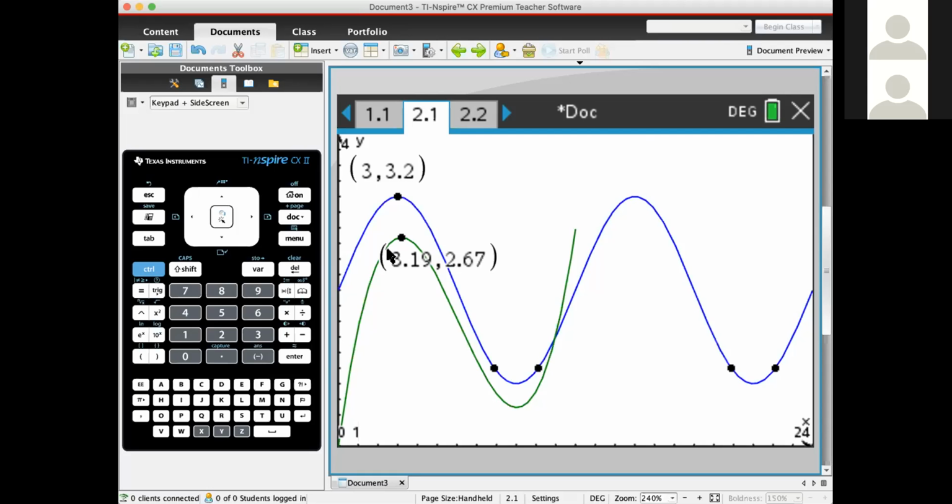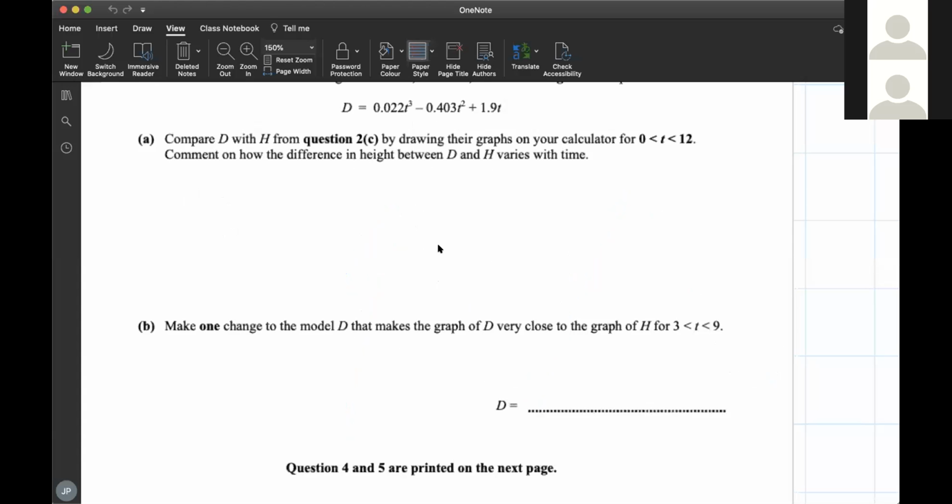In the same way, how will I adjust D so that it comes close enough to this? My answer to that question is, remember, let's go back to the question. The question is actually saying make one change. You need to write down the change that you're going to bring into this equation.